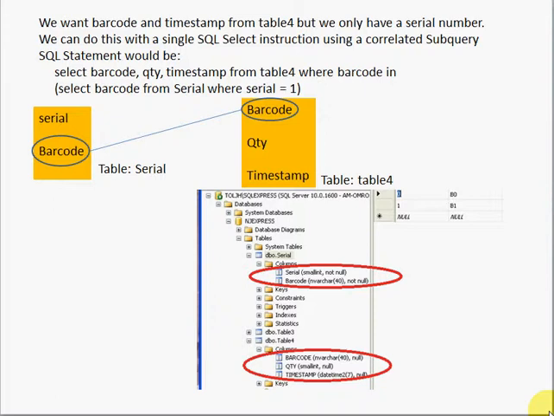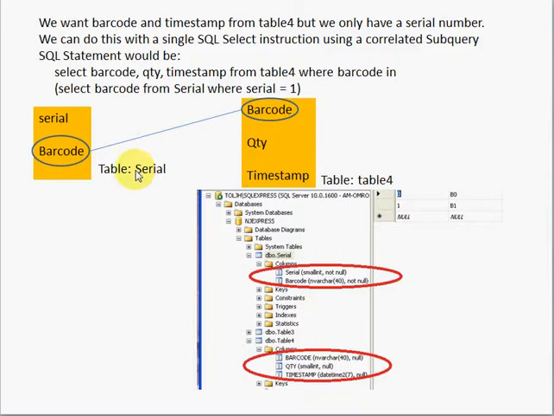In this video, we're going to show you how to use the NJ SQL to do a correlated subquery. What that means is the user has a piece of information, like a serial number, and he wants to get the quantity and the timestamp. But the quantity and timestamp are in a table called table 4, and serial number is only in a table called serial. So he can't do a direct query.